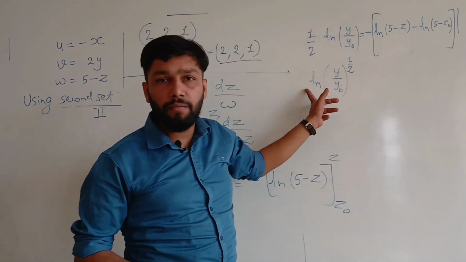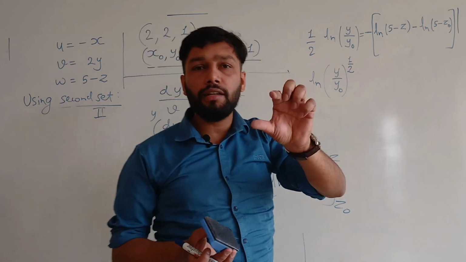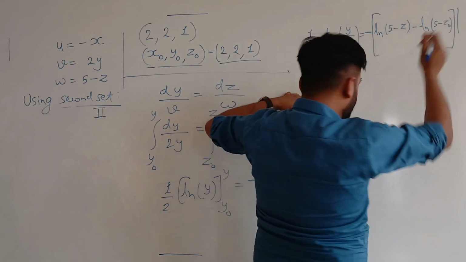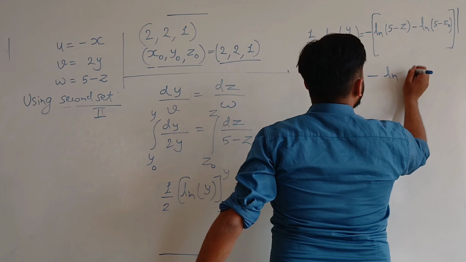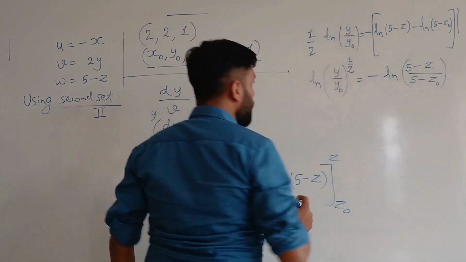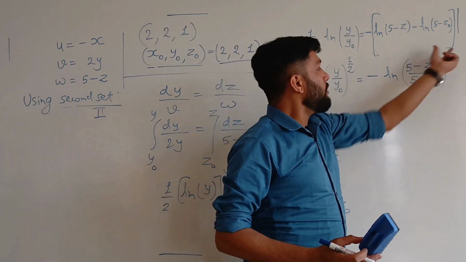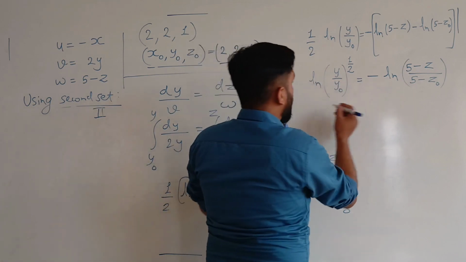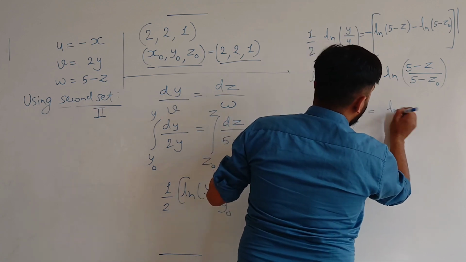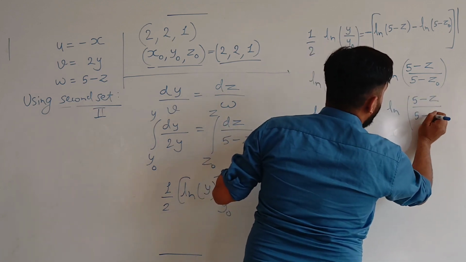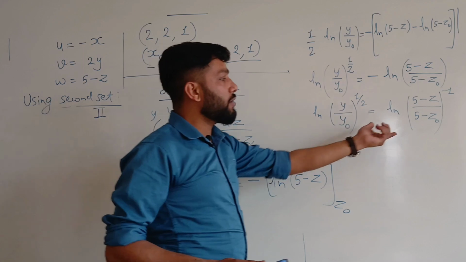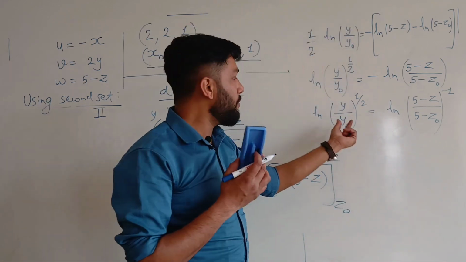In order to eliminate this ln, you must get the equation in terms of x, y, z to plot the equation of streamline. And ln a minus ln b, how much? ln a by b, so 5 minus z divided by 5 minus z naught. You can also put this minus over here in order to eliminate the natural log sign. ln y divided by y naught whole power 1 by 2 is equal to ln 5 minus z divided by 5 minus z naught whole power minus 1. Let's eliminate the natural log sign to get the equation in terms of y and z, and let's substitute the values of y naught and z naught here.